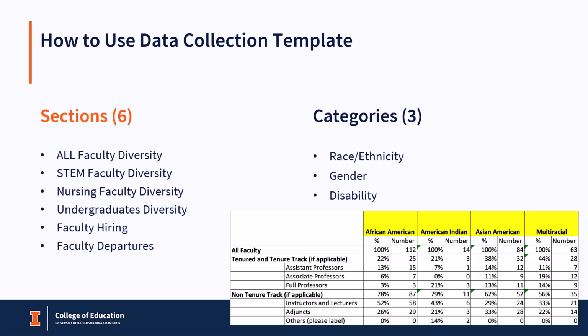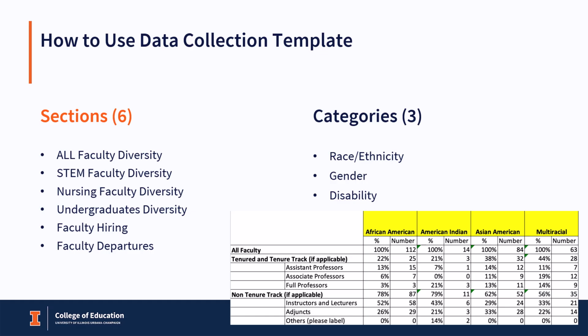We also included undergraduate diversity, given the close relationship between faculty and undergraduates. Lastly, we also included faculty hiring templates to track each cohort of new faculty hires, and a faculty departures template to identify which demographic groups are leaving the institution each year. The data template is designed to collect 3 main categories: race and ethnicity, gender, and disability status. The image below shows an example of how the template works.